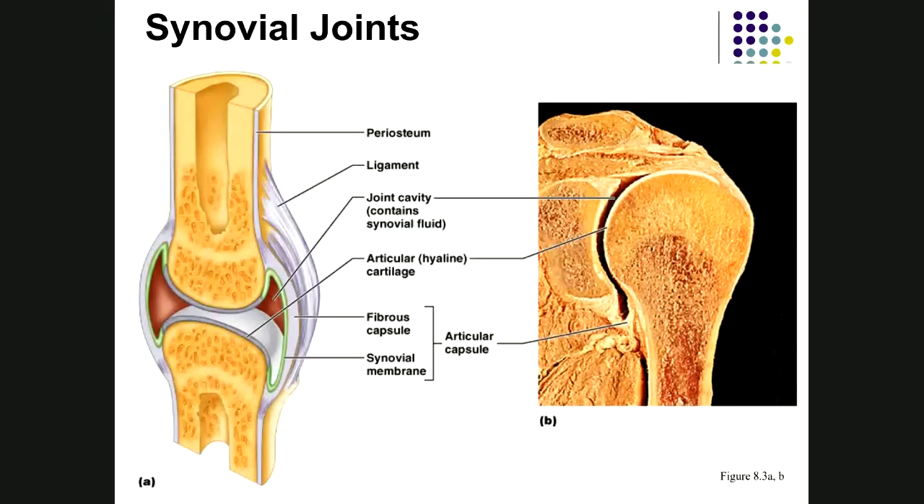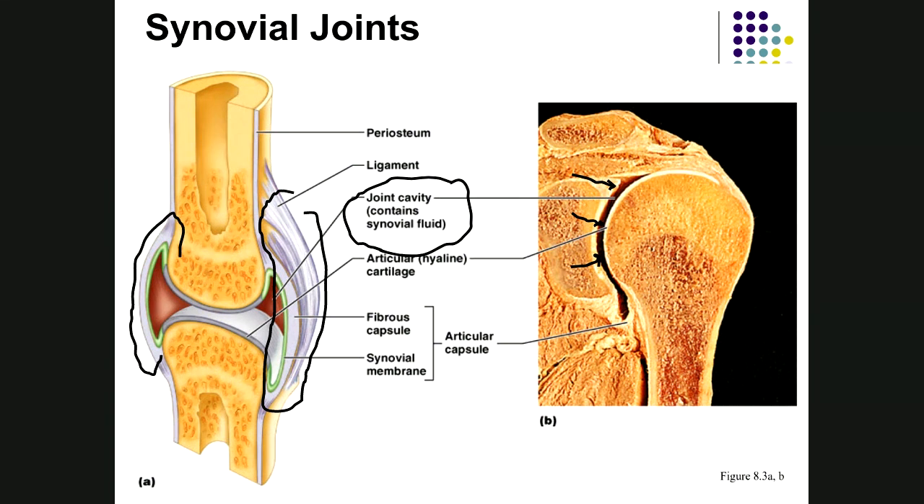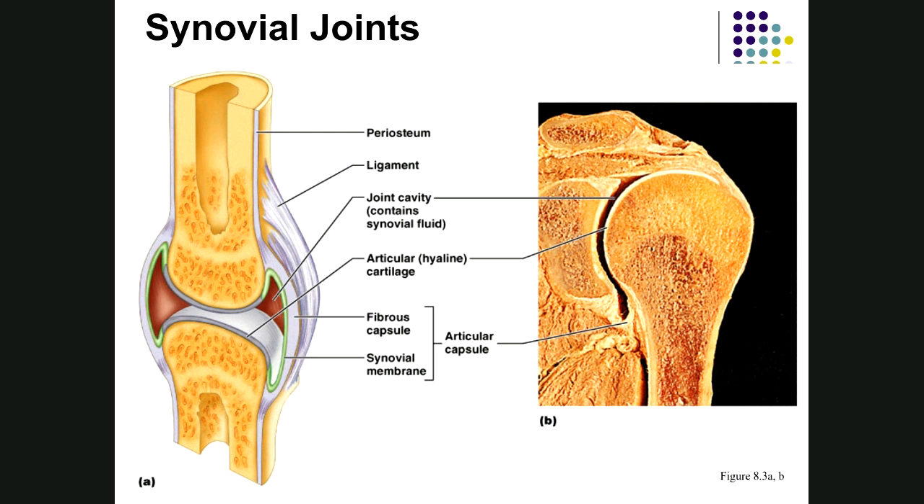So if we look at this, you can see all those things. There's our joint cavity right there. That's this, but that's also this right here. That's the joint cavity. Again, it's got synovial fluid in it. And then here's our articular capsule right here. Remember, it goes all the way around. And it has two layers. Well, you can see the two layers in this picture. One of them is this layer. That's the fibrous layer. And one of them is this green layer. That's the synovial membrane.